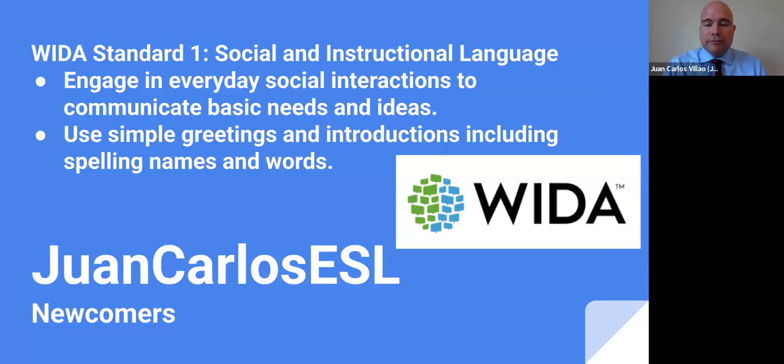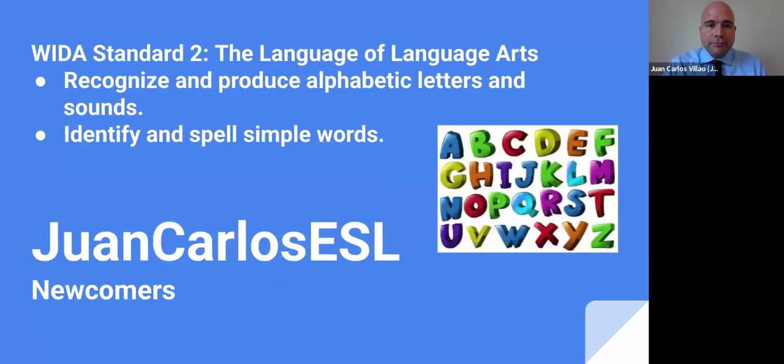In the previous lesson, lesson 1, we talked about greetings and introductions. Here, we're going to add to it by spelling names and words. We're going to practice the alphabet, which basically relates to standard 2 of WIDA, the language of language arts. We're going to recognize and produce alphabetic letters and sounds, and then we're going to identify and spell simple words. As you can see, you already have 26 letters in the alphabet in front of you, but we're going to go into details on how to pronounce each letter.